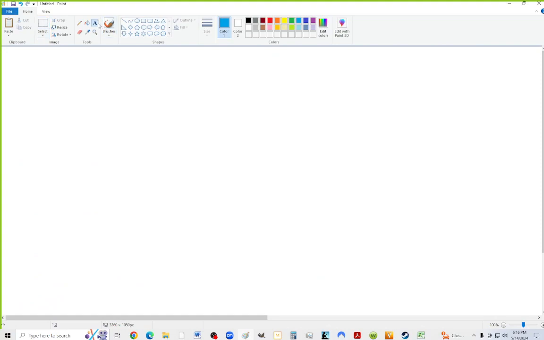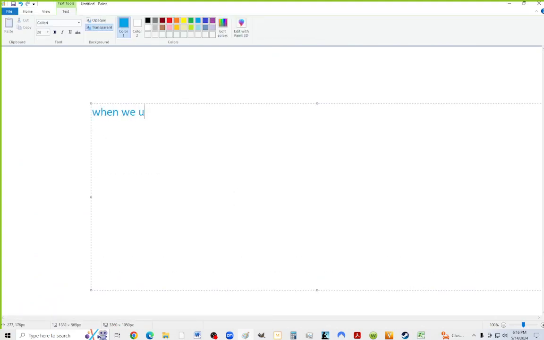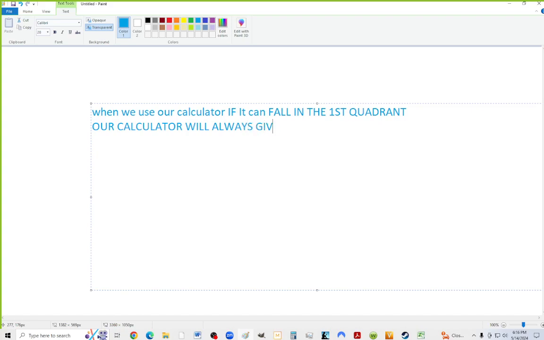When we use our calculator, if it can fall in the first quadrant, our calculator will always give us the first quadrant. If it can fall in the second quadrant... I lost it. Hang on.